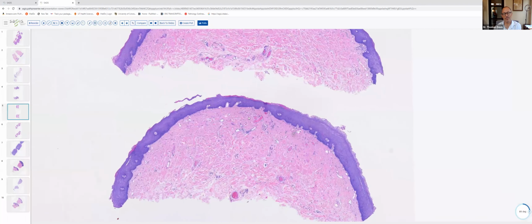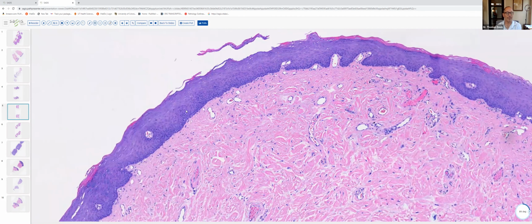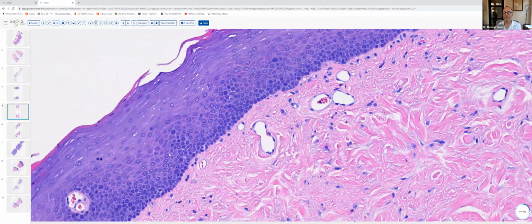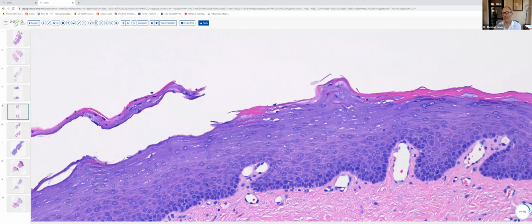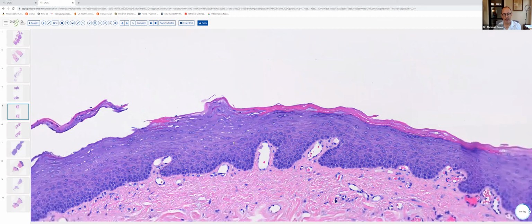The key to the diagnosis here really, though, rested in taking a look at the surface epithelium. We've got stratified squamous epithelium here, but if we look in the stratum corneum and the upper layers of the epidermis, we can see that we've got a parakeratotic stratum corneum. There's an absent granular layer, and the cells in the upper spinous layer have somewhat vacuolated or swollen cytoplasm. This constellation of features is very characteristic of mucosal epithelium.